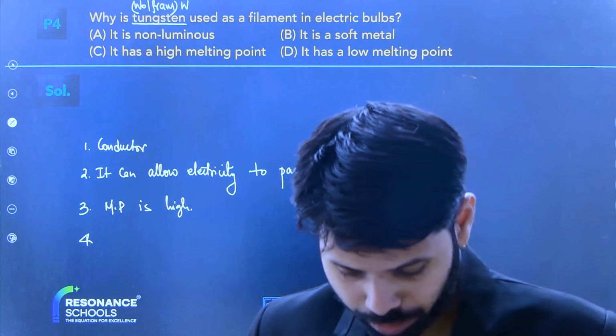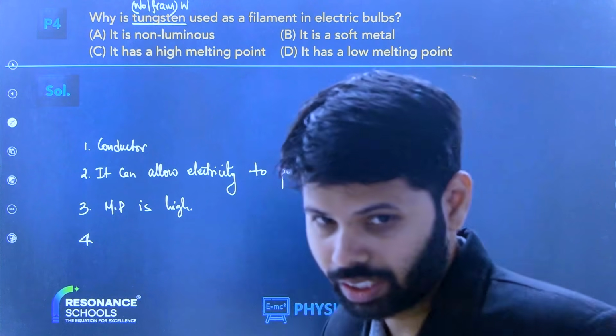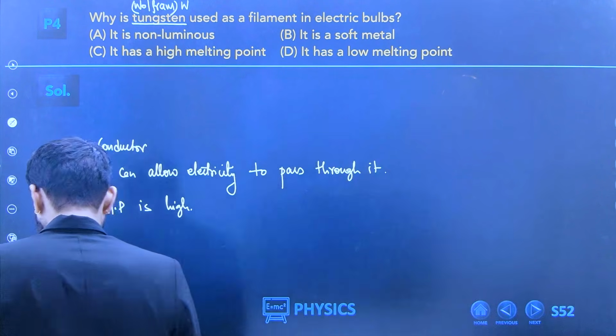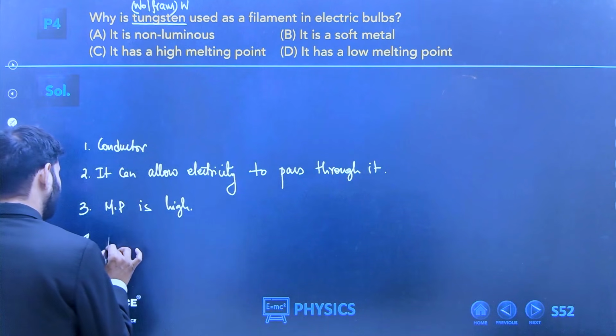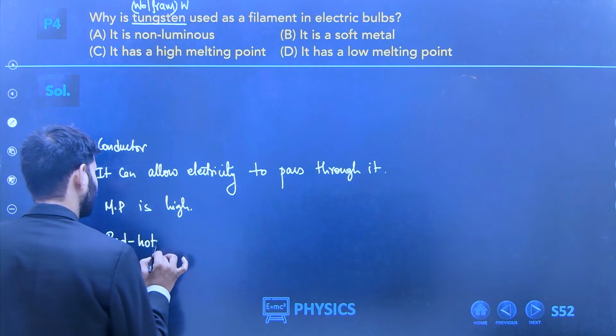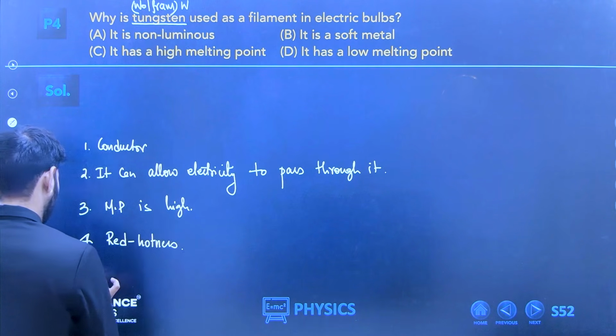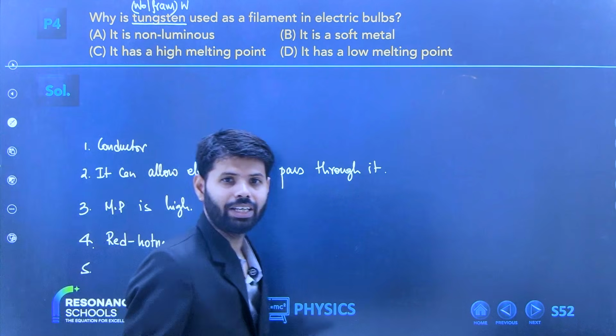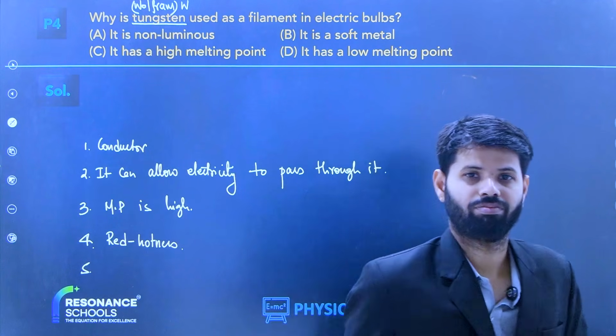When it heats up, it becomes red. See, this is one of the very nice things someone wrote here. Okay, so it has red hotness. So when tungsten is heated, it becomes red hot.